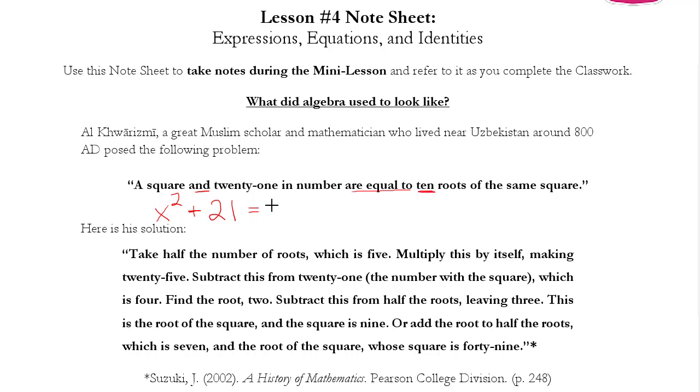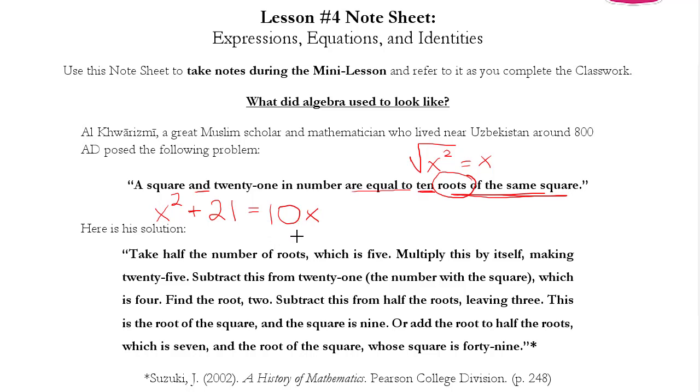10 roots. So the thing that's the most confusing about this sentence is this word roots. The roots of the same square. So this is what they mean. They mean x squared is a square. A root of a square is the root of x squared, right? This is the square root sign, right? So the root of x squared is just x. So 10 roots of the same square is 10x. So this entire sentence is really saying solve for x: x squared plus 21 equals 10x, right?